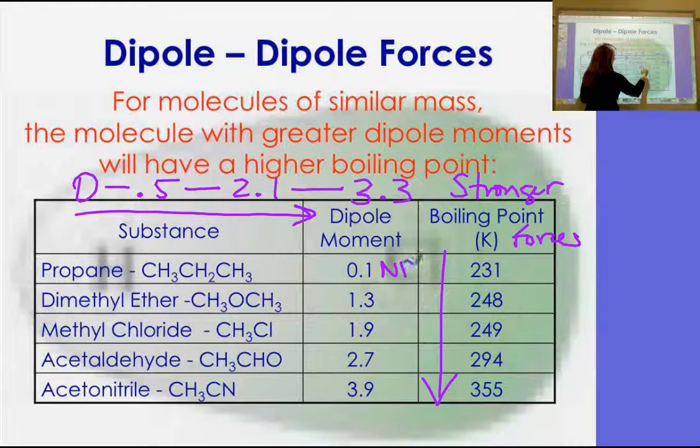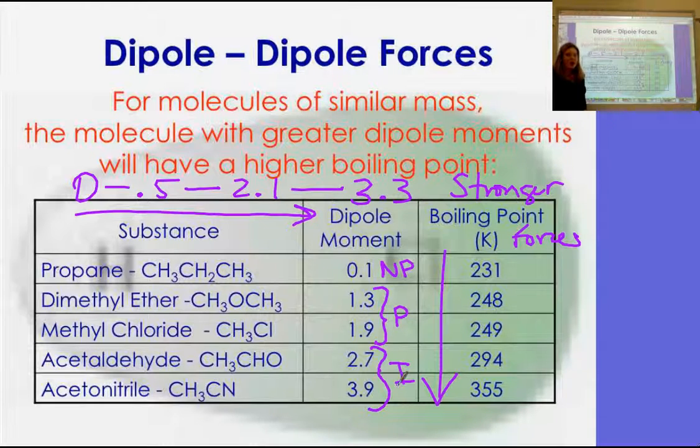So here this would be nonpolar. Its boiling point is 231. These guys would be considered polar, polar covalent, 248, 249. And these above 2.1 will be considered ionic. So the higher the dipole moment, the stronger the forces. The stronger the forces, the higher the melting and boiling points. That's dipole-dipole.